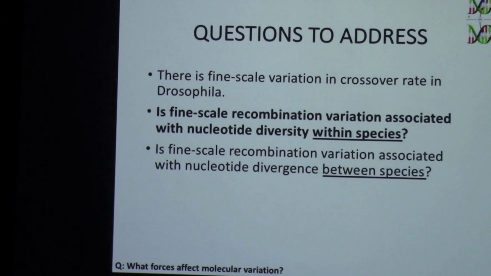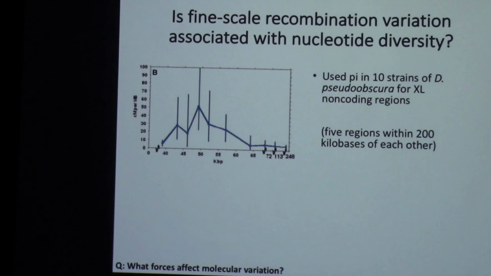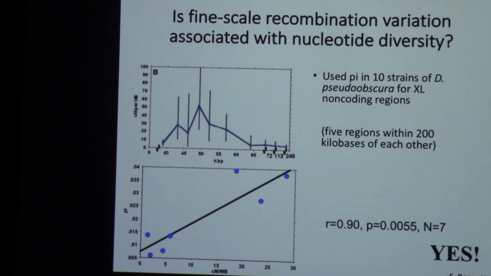Is it associated with variation within species? Well, part of that original study, this is the figure you saw earlier, this is looking at variation of recombination. We just picked 7 or 8 regions across that stretch. 5 of them are within 200 kilobases of each other. We just Sanger sequenced them and looked at variation in, I think it was, 10 strains of Drosophila pseudoobscura. Look at that, very strong positive correlation. You don't usually get those in evolutionary genetics. R is 0.9, so yes, there's very strong correlation between recombination rate and diversity.